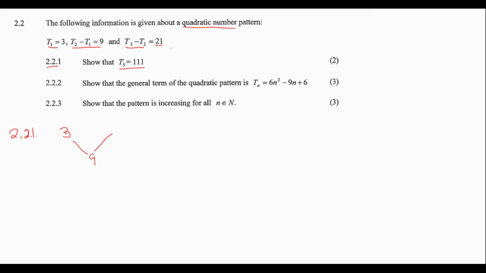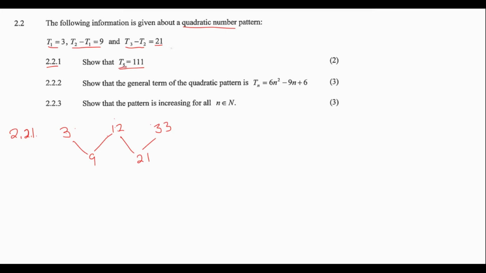And then how do we get T2? We just have to say 3 plus 9. Then we get our 12, right? Then this is T2, 12 is T2. And T3 minus T2 is 21. So it means the difference between T3 and T2 is what? 21. Then what is T3? 12 plus 21, which is equal to 33. You see, so the quadratic pattern is what? 3, 12, 33. It goes on like that.